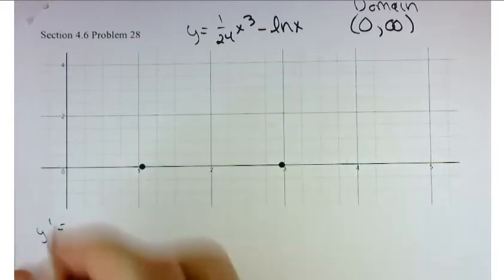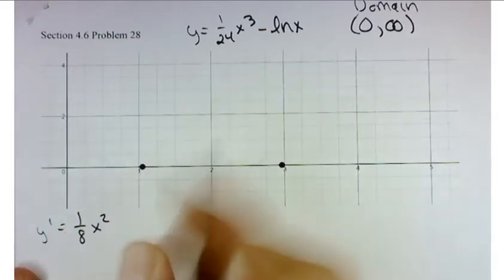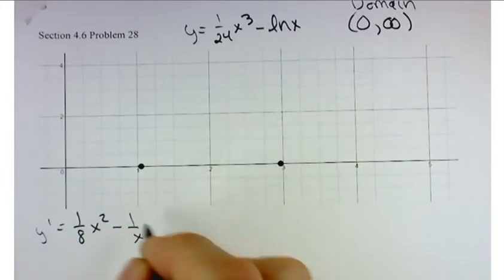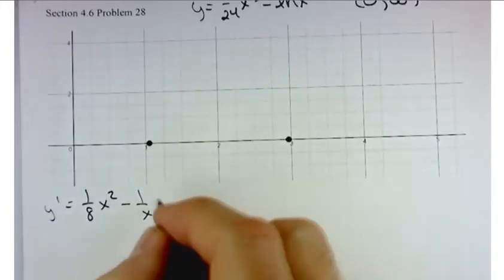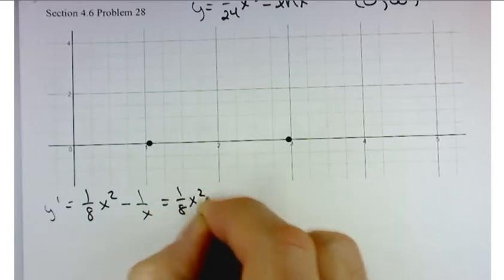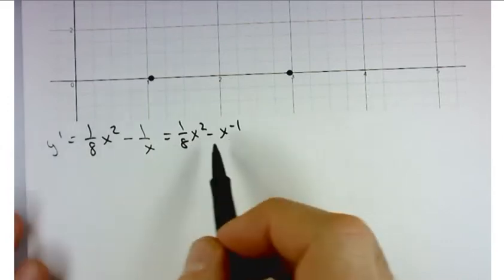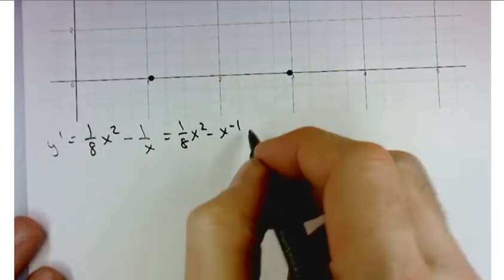All right, 1/8 x squared, because the 3 and the 24 are going to cancel, minus 1 over x. Now for our convenience, maybe better to write that as 1/8 x squared minus x to the negative first. Now, one way or another, we're going to need to play around with this and set it equal 0, etc. Let's see here. How do I want to do this? What I've suggested before is going to work now.